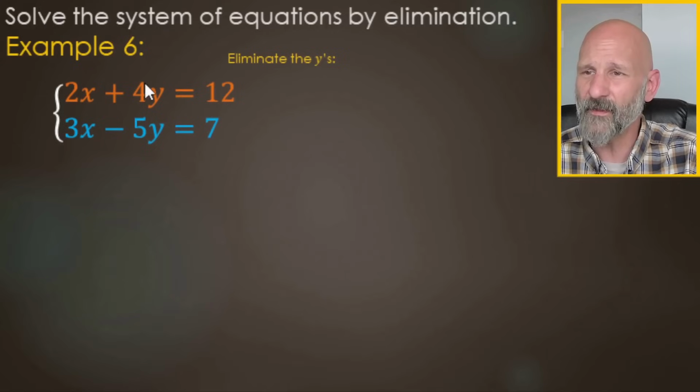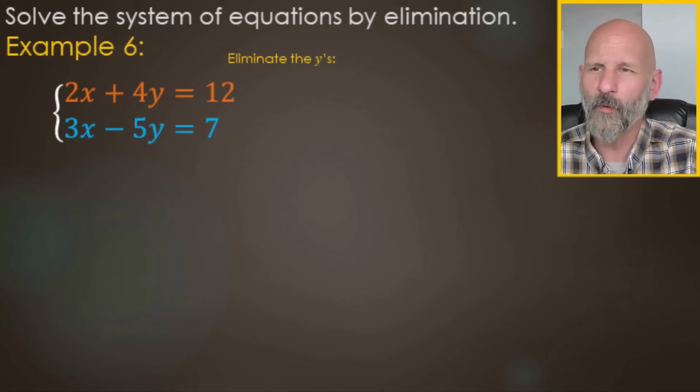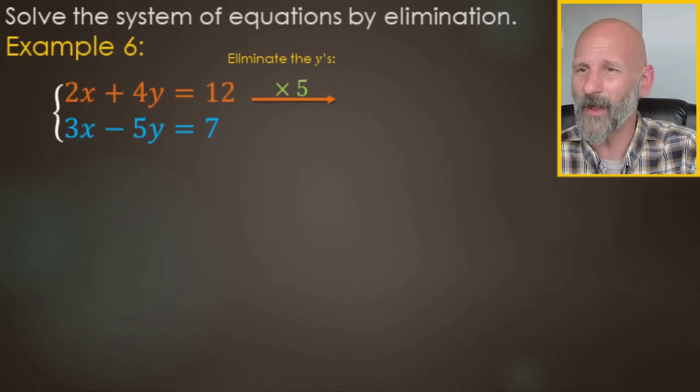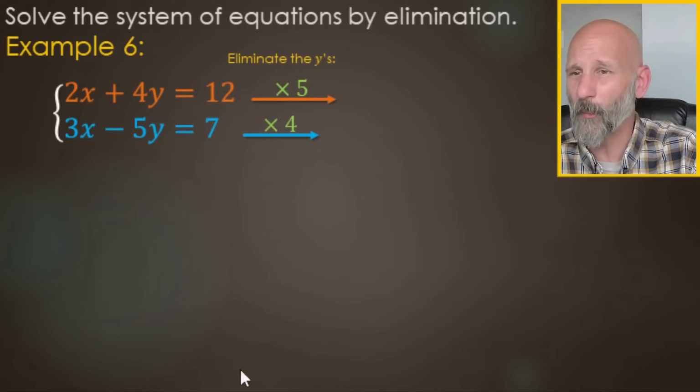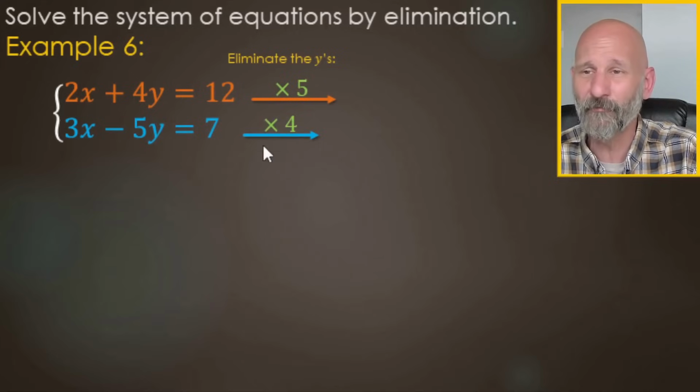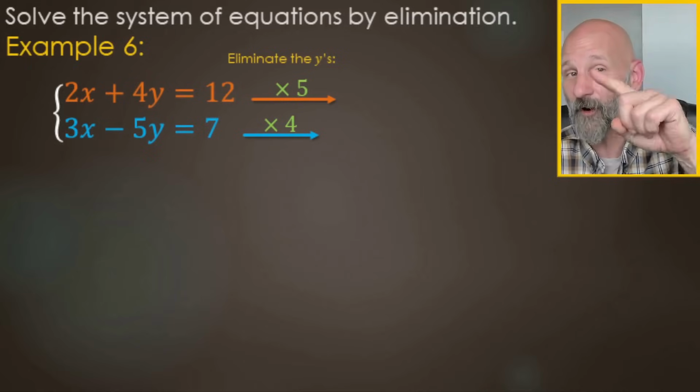So we want this top y to be a positive 20y and the bottom one to be a negative 20y, okay? So what would we multiply by? The top equation, we'd multiply by a 5, okay? So let's go ahead and do that. And then the bottom one, we'd end up multiplying by a 4. So we'll go ahead and do that. And that will give us a positive 20 and a negative 20 for the coefficients in front of the y's.